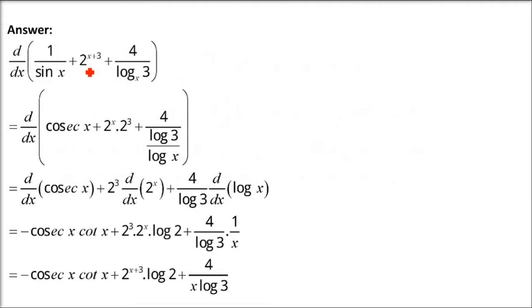Now, question number 14. 1 by sin x, 2 raised x plus 3 plus 4 by log base x 3. So, 1 by 1 we are going to take. 1 by sin x can be written as cosec x. It's cosec x, and d by dx of cosec x is minus cosec x cot x. This is the first one.